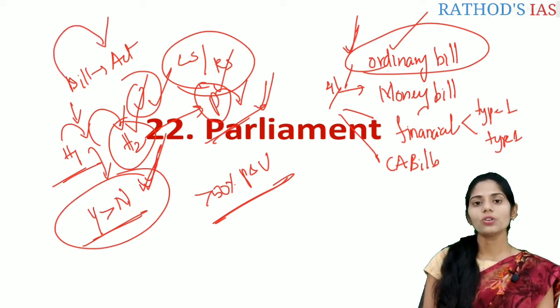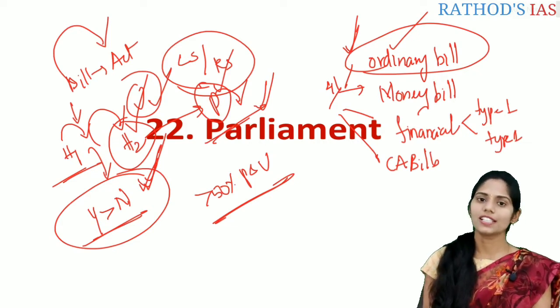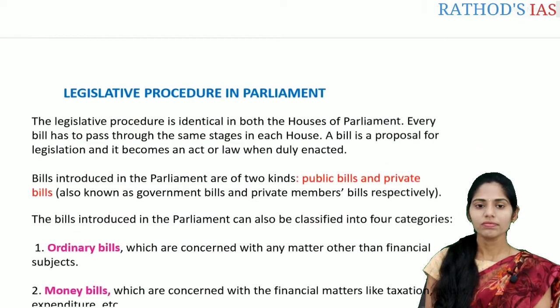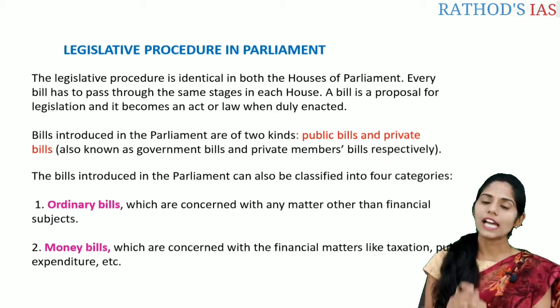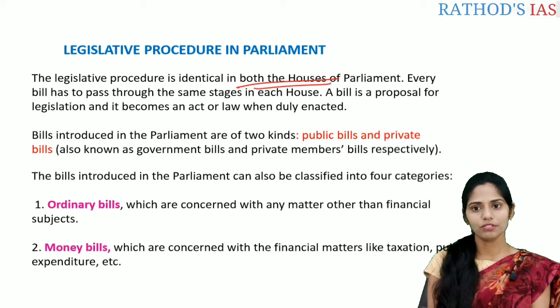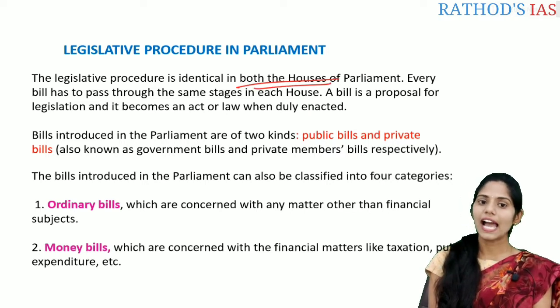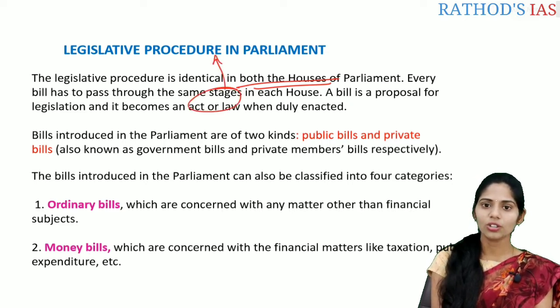So in this lecture, we are going to see each and every part regarding this ordinary bill. Okay. So let's get started with our discussion here. We are talking about the legislative procedure in the parliament. This legislative procedure is identical both in the Lok Sabha as well as the Rajya Sabha. That means it is identical in both the houses of the parliament. Every bill has to pass the same stages in each house, and these stages are called readings. There are mainly 3 readings, first reading, second reading and third reading.